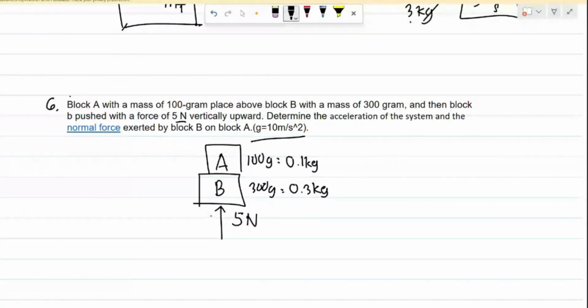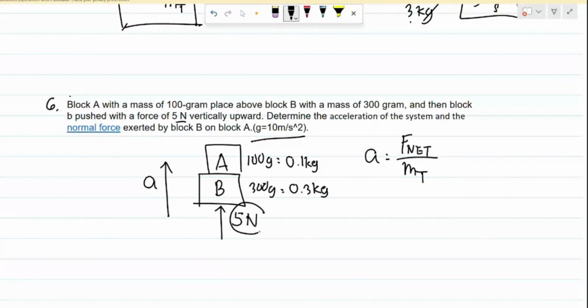Now guys, if you are going to push our block B, obviously the direction of our system would be going upward. And we can assume that acceleration would be positive. Okay sir, let's see. From the formula, acceleration is simply the net force over the total mass. Sir, which force produces the movement of our object upward? Obviously, there is our 5 newtons.